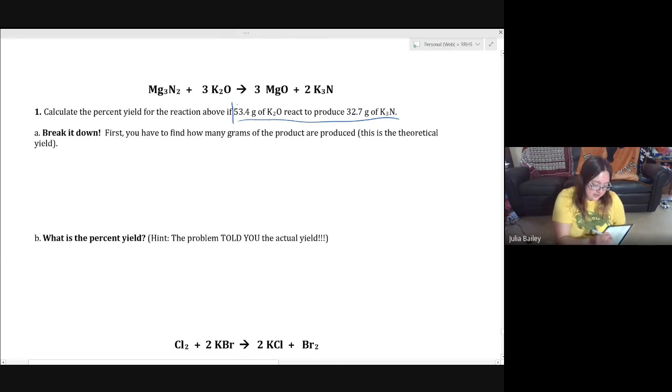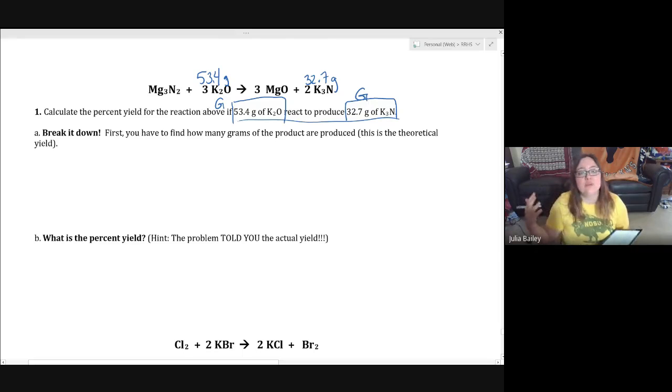So, notice there are two givens here, y'all. A given and another given. These are G's. They don't really look like G's, but we can pretend. Okay. 53.4 grams of K2O. So that's this one. And 32.7 grams of K3N. That's this one. Okay. We have two givens. One of them is a reactant and one of them is a product.